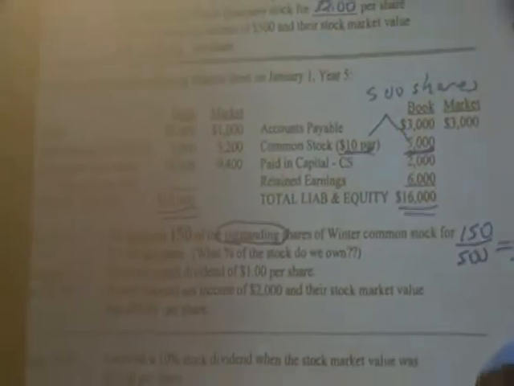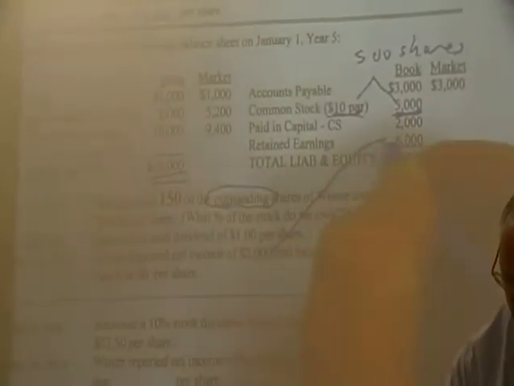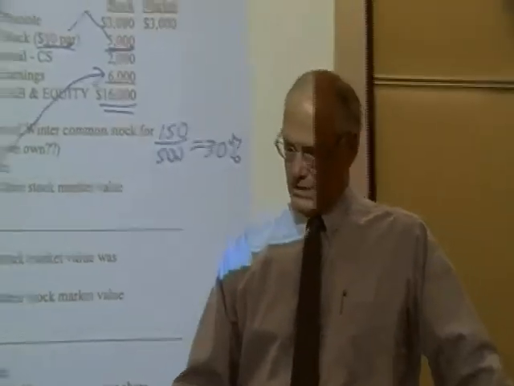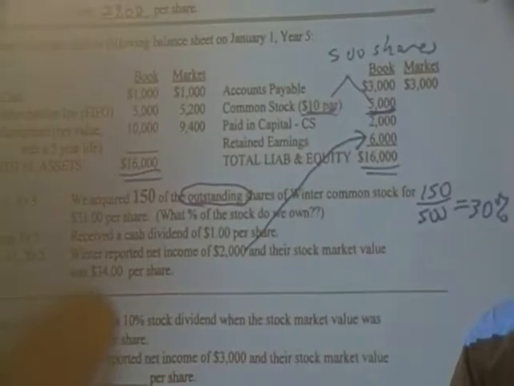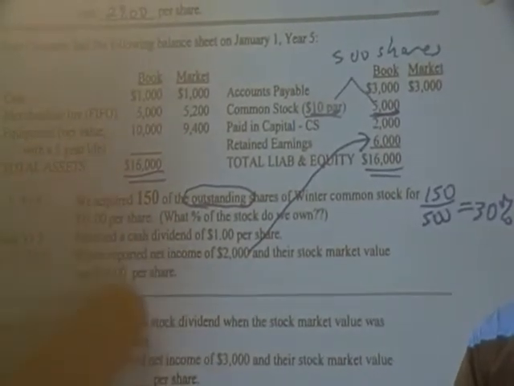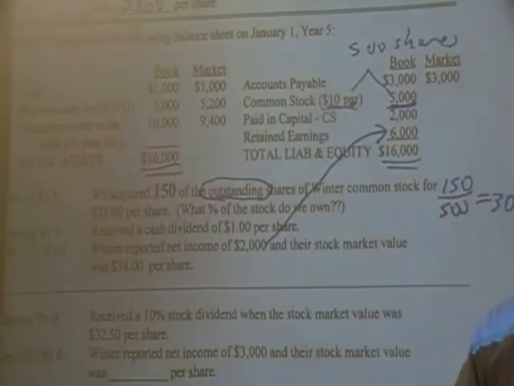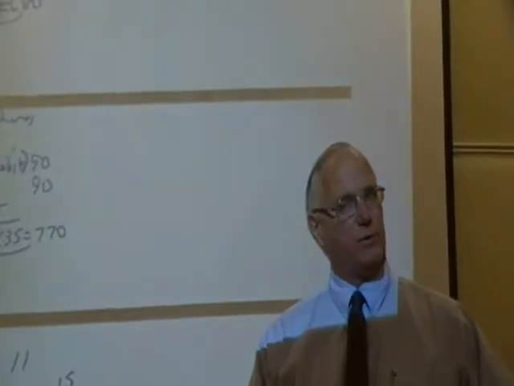That's a pretty good year considering they've only had retained earnings of $6,000. So to earn $2,000 in 1 year, that's a pretty good year for this company. And their stock market value was $34 per share. Now this is equity method. Do we mark to market? And we said we're not required to, so therefore in our class, we're going to assume we do not choose to mark to market.